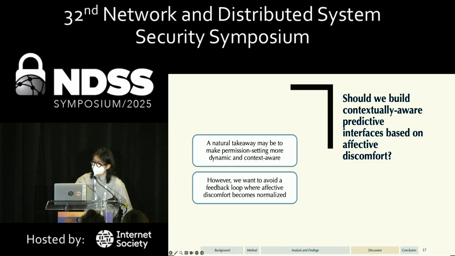A natural takeaway might be to make permission setting more context aware. However, doing so might be prohibitively complex for a user to set up. They would have to answer hundreds of questions about all sorts of context and decisions. And making it a dynamic and predictive system might then seem to be the logical solution to this. But then when we're doing so, we have to make sure that we're maintaining these systems appropriately. We need to make sure we're not just creating a user acceptance feedback loop where users end up normalizing what they actually think is creepy or invasive just because at one point in the past they've accepted it.